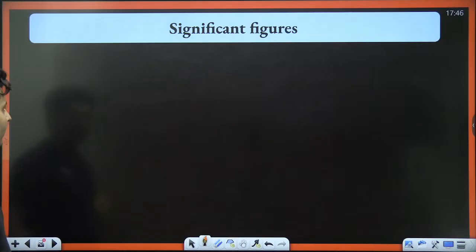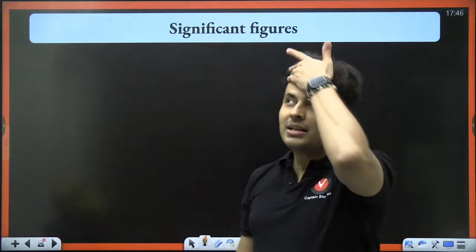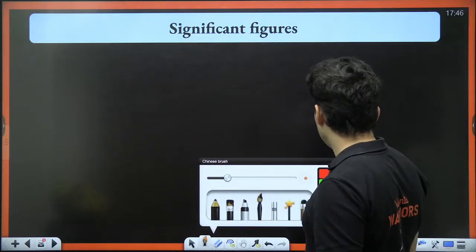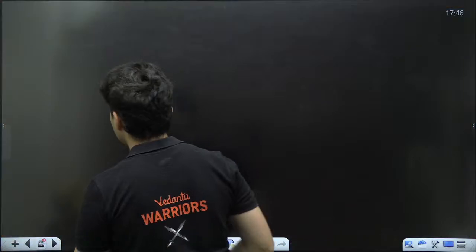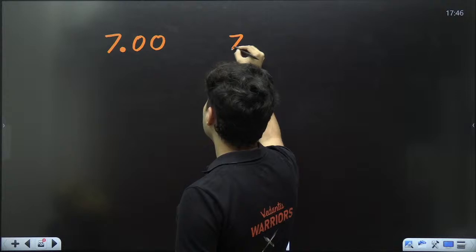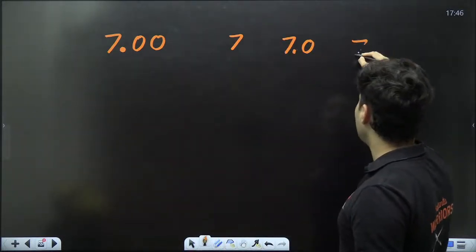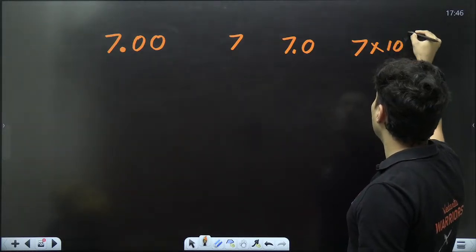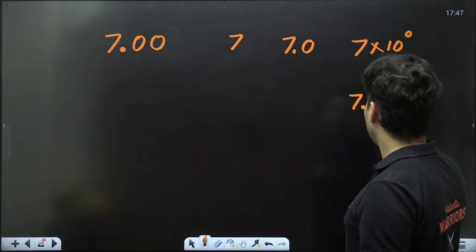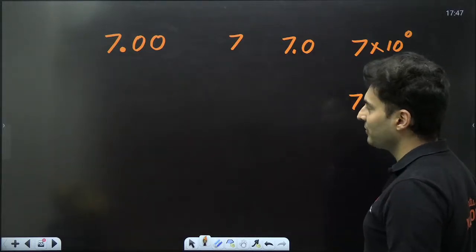Very good. Now, let's talk about significant figures. Often you might have wondered, is 7.00 the same as 7? Is it the same as 7.0? Is it the same as 7 into 10 to the power 0? Or rather 70 into 10 to the power minus 1?